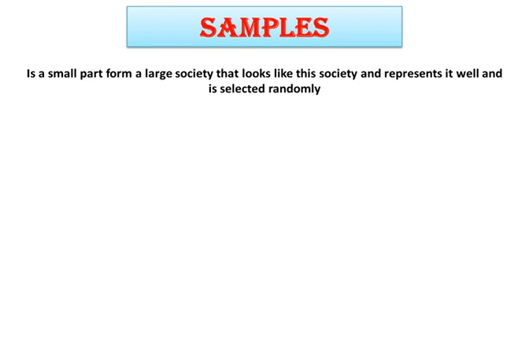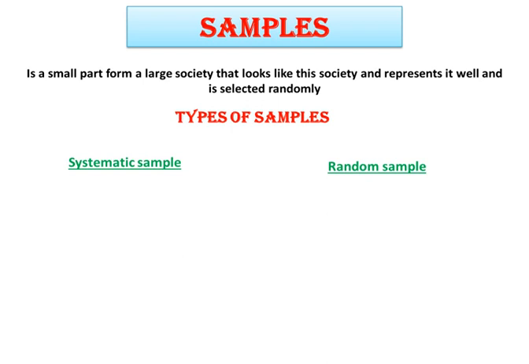Today we will be talking about samples. A sample is a small part of a large society that looks like the society and represents it well, and is selected randomly. We have two types of samples: the first, systematic sample, and the second, random sample.